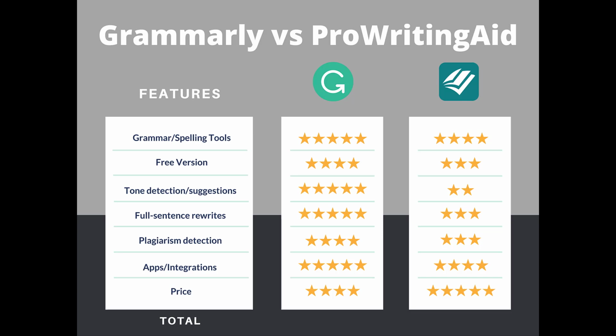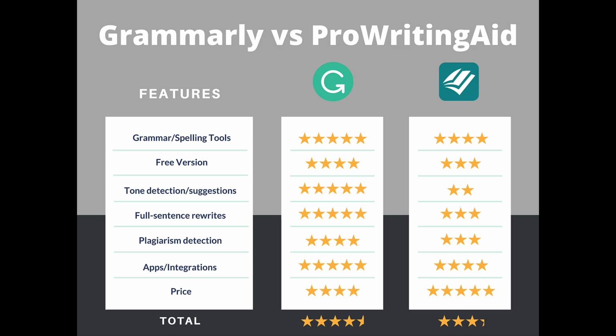So which one is better? As you can see already from the table, Grammarly is the clear winner in most categories. And that's why we give Grammarly about a 4.5 star out of 5 and ProWritingAid about 3.5 stars out of 5. Grammarly offers a lot of ways to improve your writing and become a better writer overall.